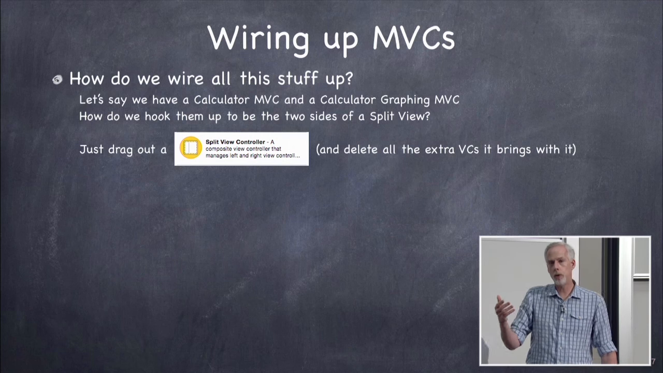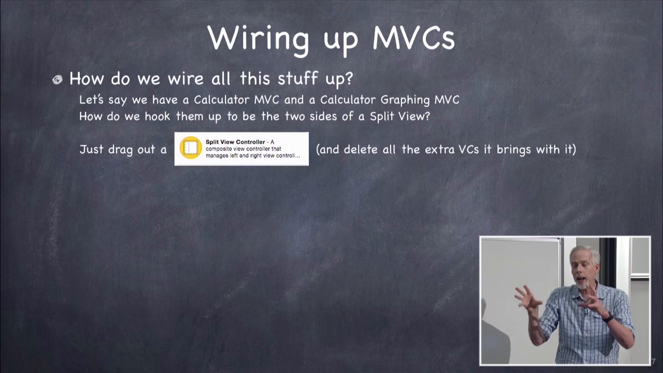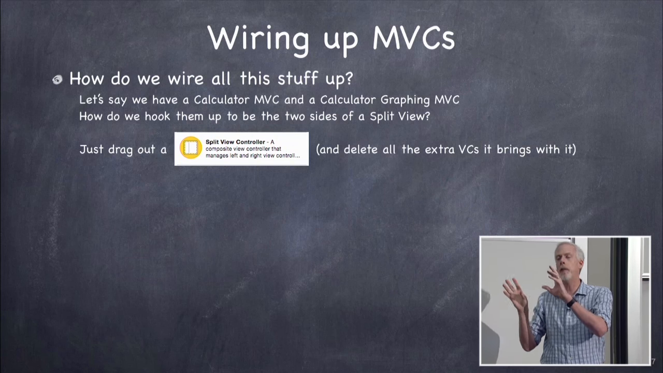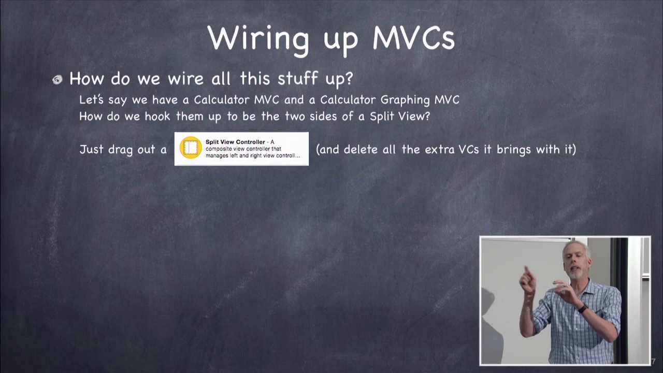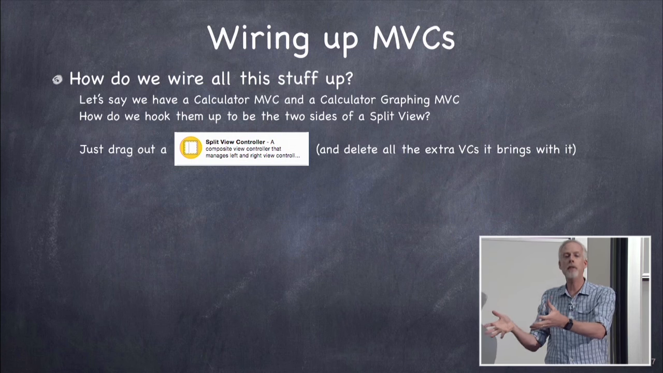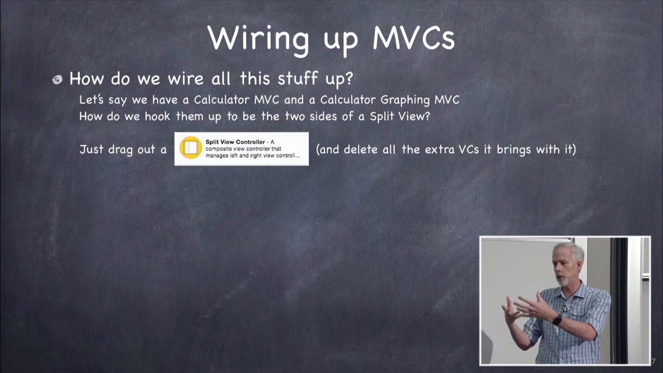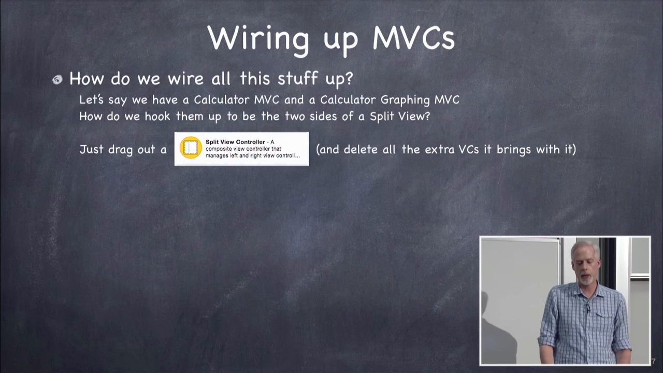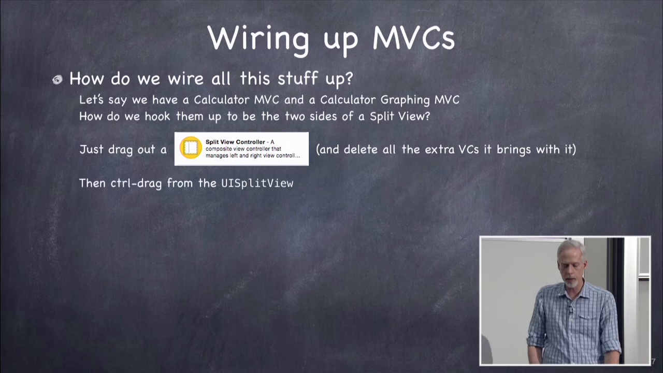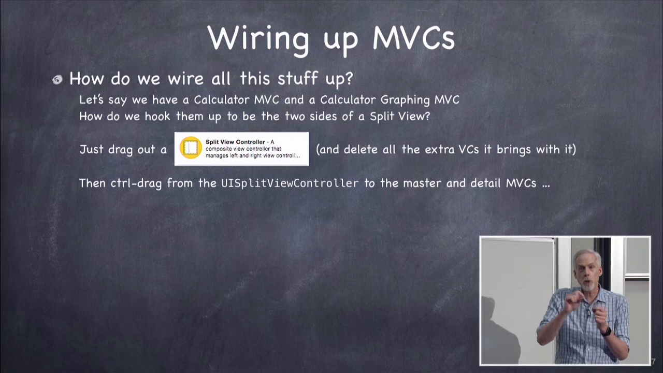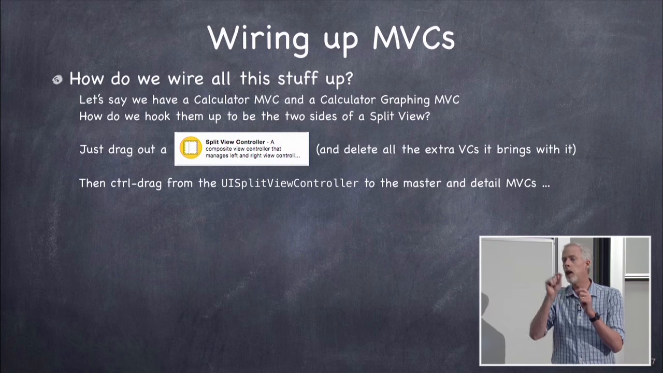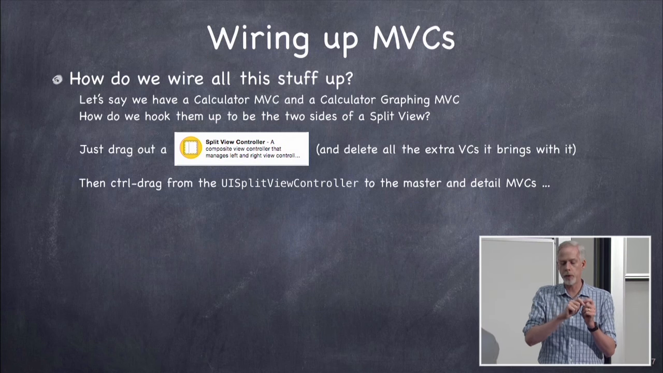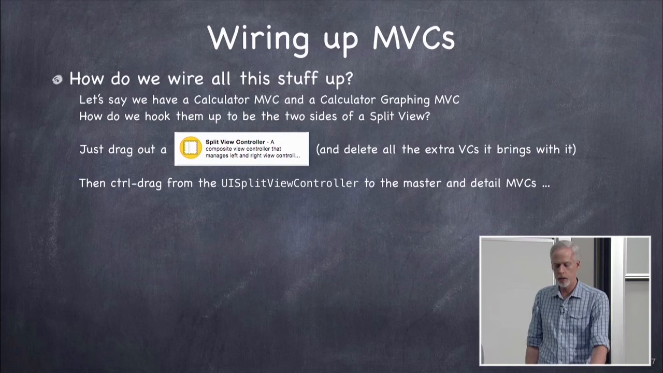Except you just drag it into open space and it creates it there. Now, when you drag a split view controller out, it's actually going to drag out kind of empty detail and master, okay? You never want that. I don't know why it really does that. Just delete those, because you're obviously going to have your MVCs, like your calculator and your graphing view controller, sitting there in your storyboard, and you want to wire the split view controller up to those. So you're going to delete any of the extra junk that comes out. Then you just control drag, like we do. Our favorite gesture in Interface Builder is control drag. We just control drag from the split view controller to the master and to the detail to hook it up.